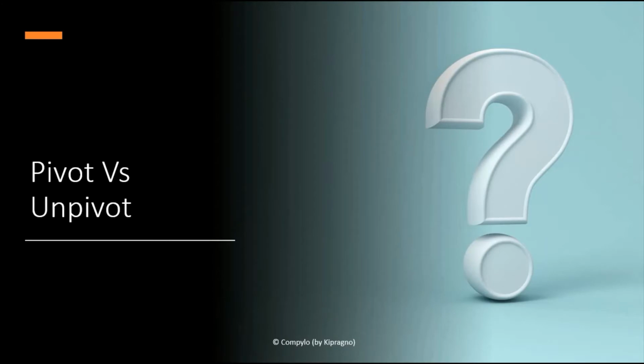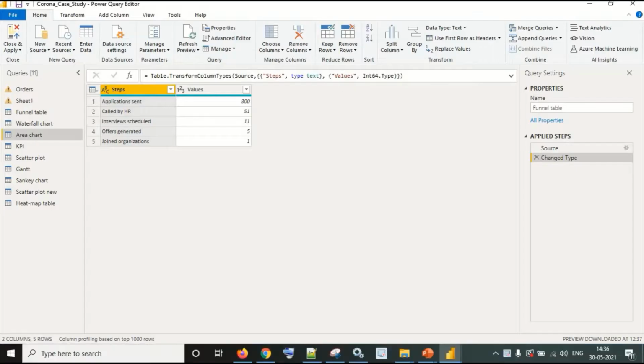So another question is, what is the difference between pivot and unpivot? To understand it, let's move to our Power BI desktop, and more specifically we need to move to our Power Query. Here we have a table where we can see a couple of steps in this column, and then we have different values: application sent, then called by HR, interview scheduled, and all.